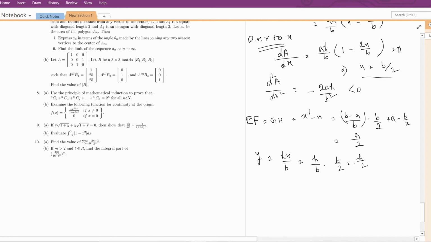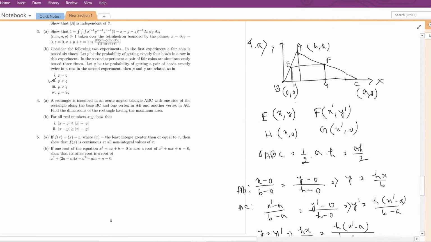So the dimension of this rectangle is: the side along the base of this triangle, this side EF or GH, is half of BC, because this is a and this is a by 2, and the other side EH or FG is half of the height of the triangle. Here the height is h, and the area of this rectangle is half of the area of this triangle ABC. So this is the answer.